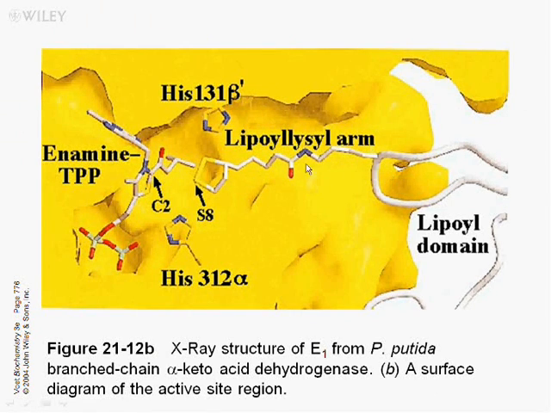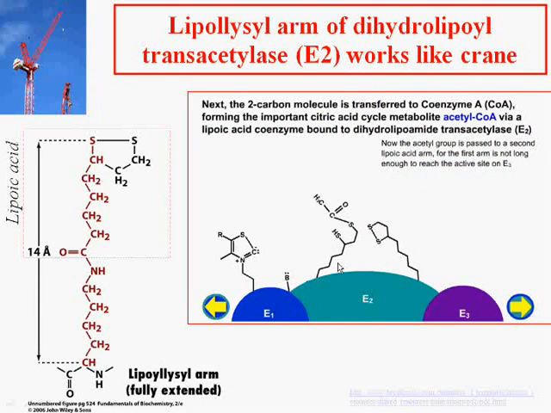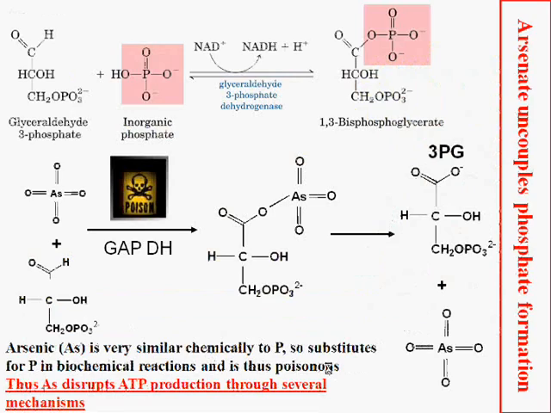Here's your lipoyl arm that's involved in transferring the acetyl group from one part of E2 to another part of E2, and then also, of course, to coenzyme A to give you acetyl-CoA. And we've seen that in the animation and in the reaction that we went over.